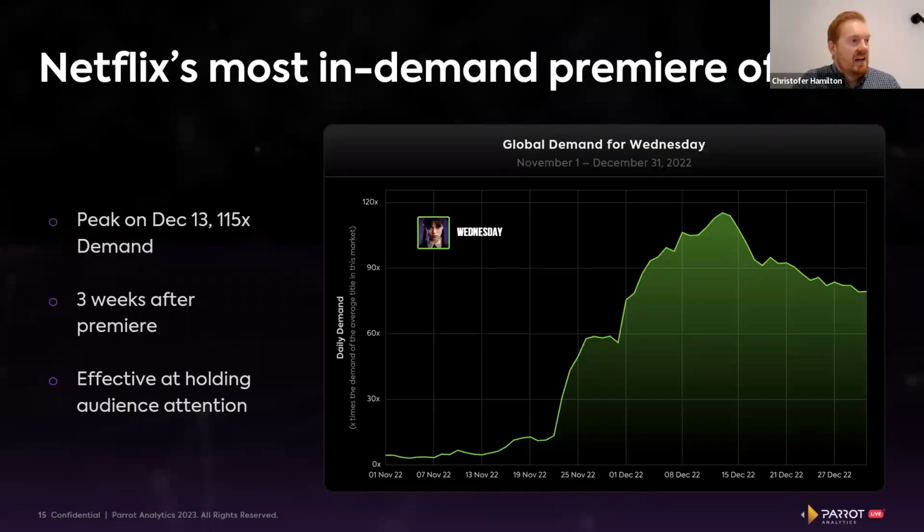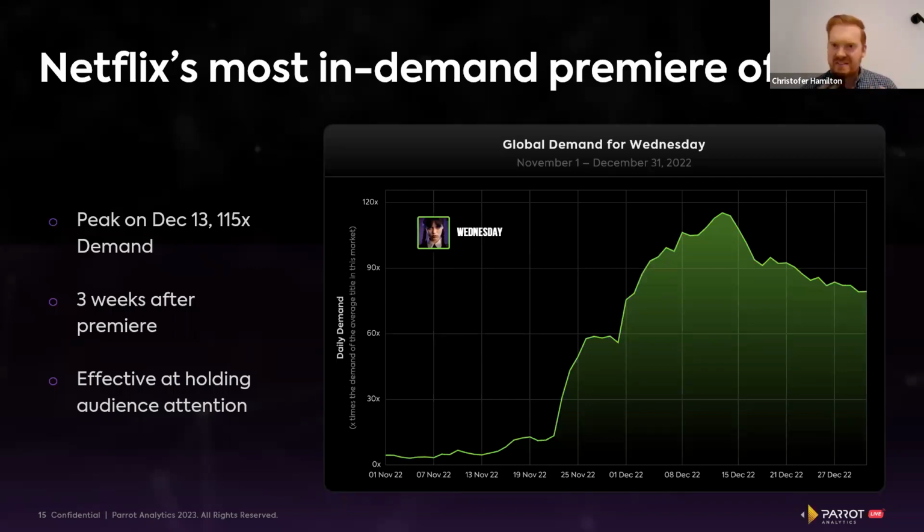Right. So if you recall, we saw that Wednesday was the third most in-demand new series premiere globally for the year. In its first 30 days, it had 86 times the average series demand. But in this chart, we can really see how that played out over the first month or so from its release. And we see that its demand peaked on December 13th at 115 times the average series demand. What's notable about that, that's about 3 weeks after it premiered.